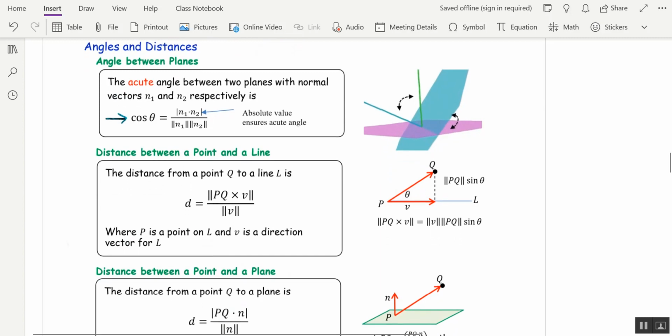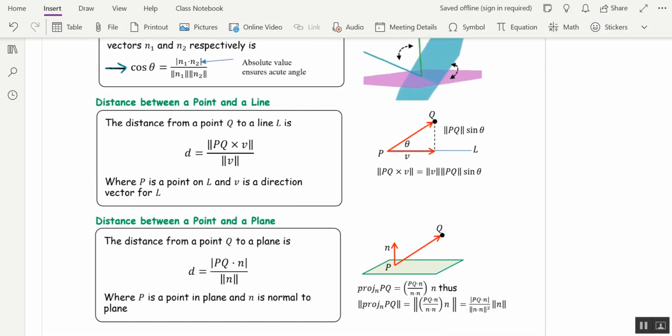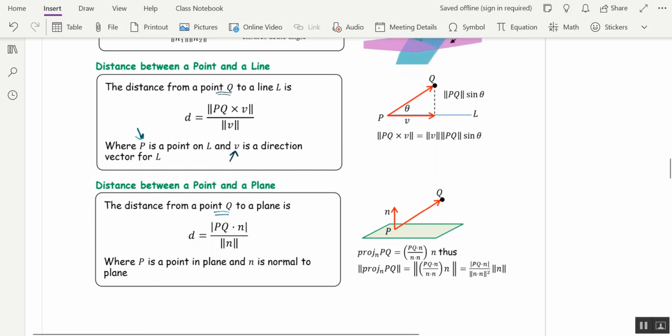For the distance formulas, I've got a little picture proof beside each one that you can read through, but I want to stress that you need to know what all these letters are. In each case, Q is the point given. And for the distance from a point to a line, you will need a point on the line, and you will need a direction vector for the line. For the distance between a point and a plane, you will need a point on the plane, and you will need a normal to the plane. And then it's just plug and play.